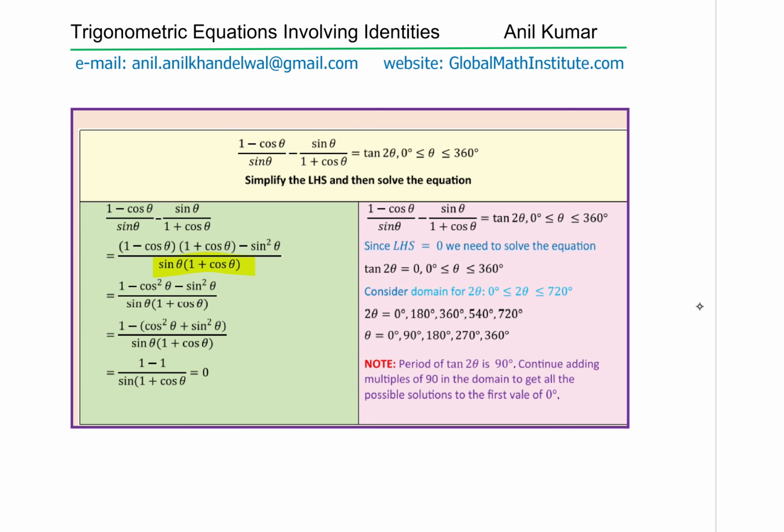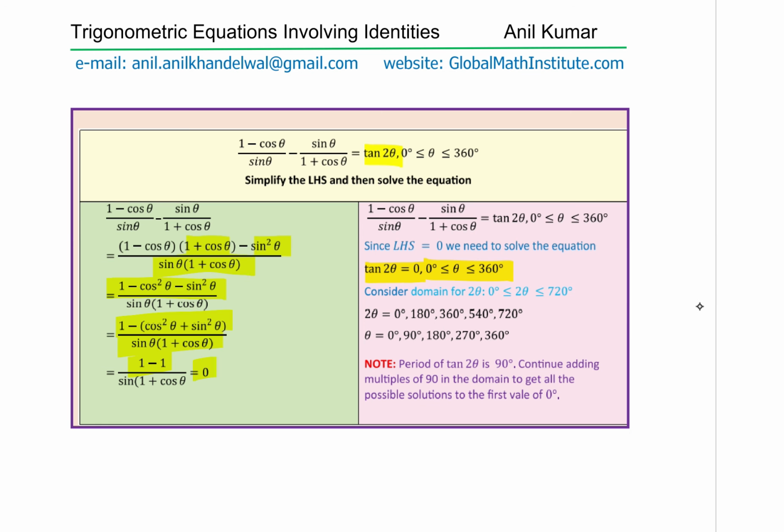Taking a common denominator, multiplying, and then simplifying, right? So when you expand this and then simplify, we get 1 minus 1 on the top and we get 0 on the top. Correct? That means the left side is equal to 0. Since the left side is equal to 0, the equation reduces to tan 2 theta equals 0. And now we need to find a solution for tan 2 theta equals 0 within the interval 0 to 360 degrees. You get the idea.